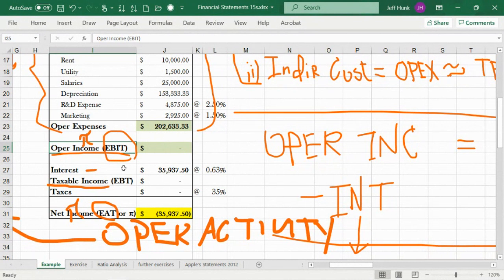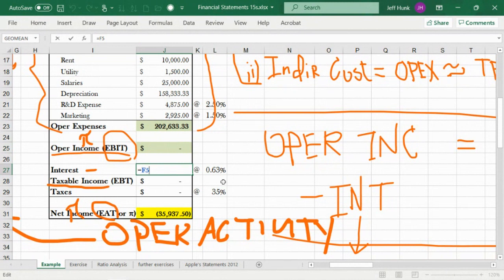Also, is it possible? What if we don't have any debt? Of course, if you don't have any debt, no problem. There's no interest, right? It will be just zero. But you will leave this line item there. There is no reason to delete this line item just because you don't have interest. If you have debt, this will be zero.